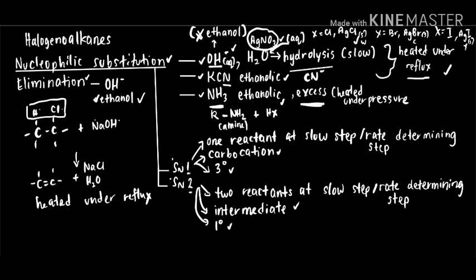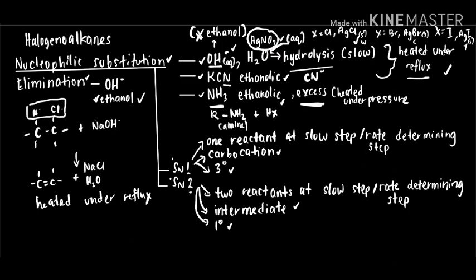So when you have the sodium hydroxide in aqueous form, whatever halogenoalkanes that you have are going to be converted into alcohol. So the halogen is going to be substituted by the OH and it's going to be converted into alcohol.